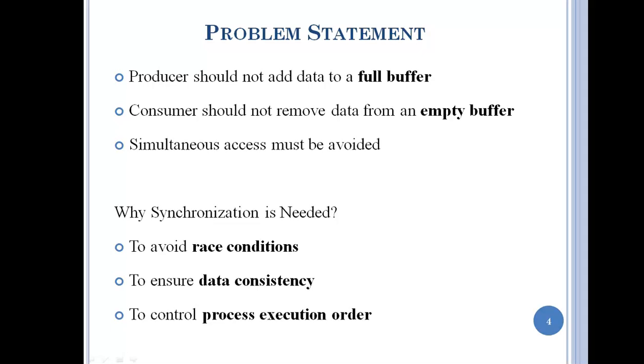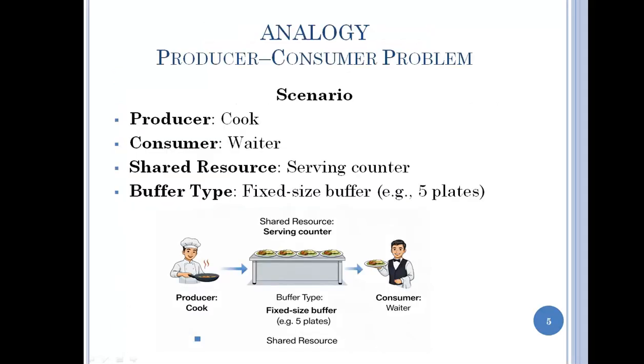So, what is the need for synchronization? Synchronization is required to avoid race condition, to ensure data consistency, and to control process execution order. We will take one simple analogy to understand the producer-consumer problem.